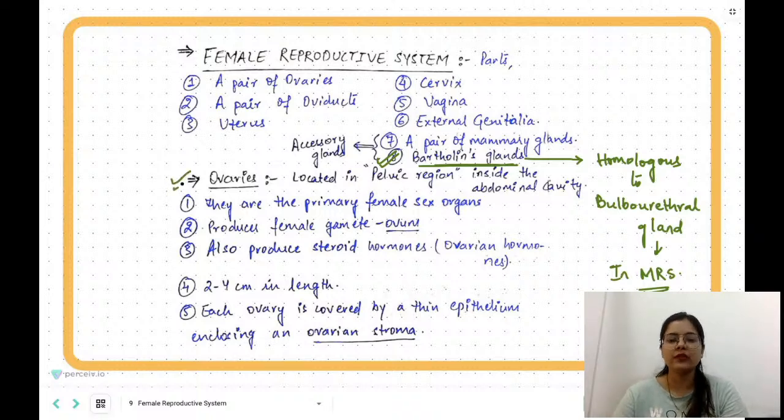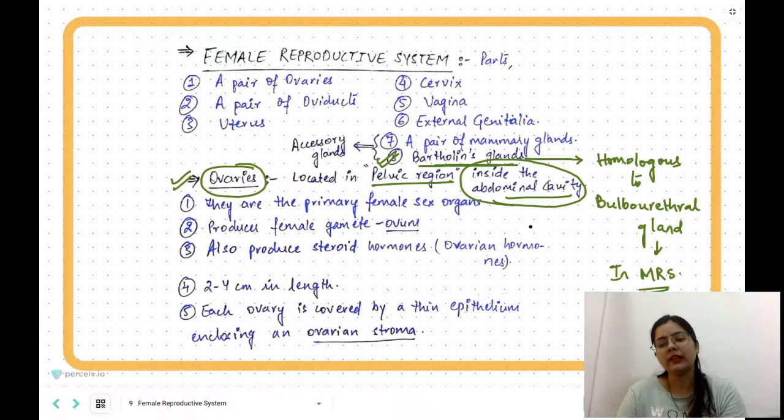Now, ovaries location, the location is usually in the pelvic region, and that is inside the abdominal cavity. All right. So the very important point here to figure out is that in case of the male reproductive system, if you remember, the main part, which is testis and your scrotum, sorry, testis and your penis and all those things, was ultimately located outside the abdominal cavity.